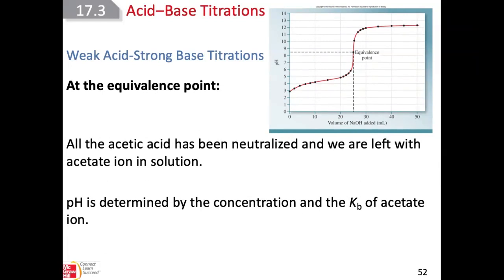So now at the equivalence point, all the acetic acid will be neutralized, and what we will have left is only acetate ion in the solution. The acetate ion is a conjugate base, right? So the pH of that solution now will be determined by this acetate ion, which is a conjugate base. And what we need to do is find the Kb of the acetate ion.